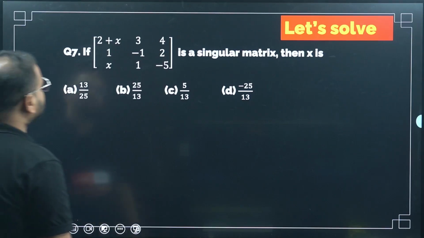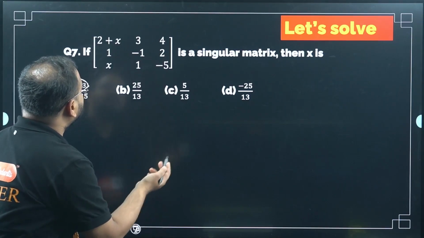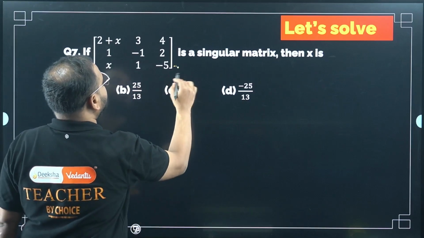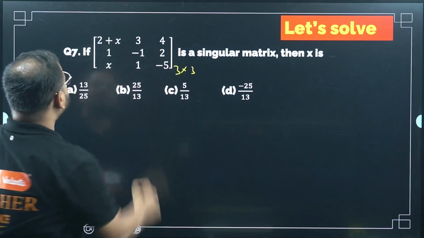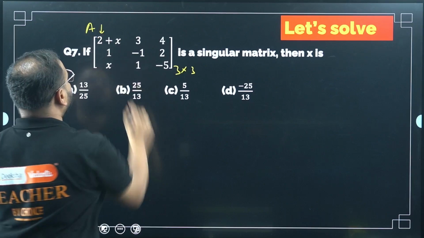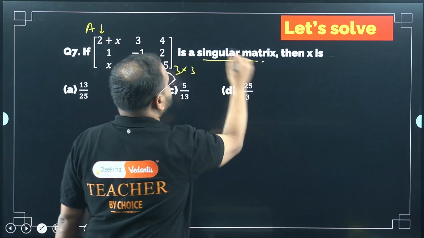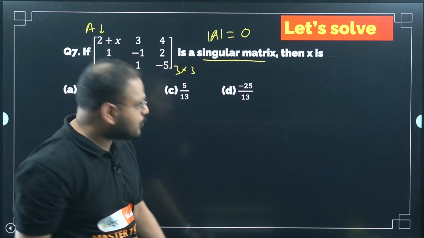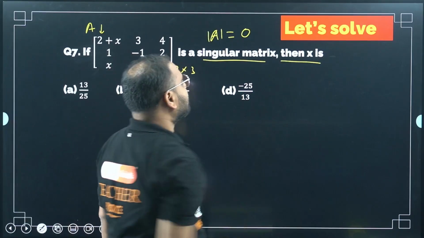So let's look at this question. If the matrix with rows 2 plus x, 3, 4; 1, minus 1, 2; x, 1, minus 5, which is nothing but my 3 cross 3 matrix. Let's name this matrix as A. So matrix A is given like this. It is a singular matrix, which means the determinant is equal to 0. Then find the value of x.